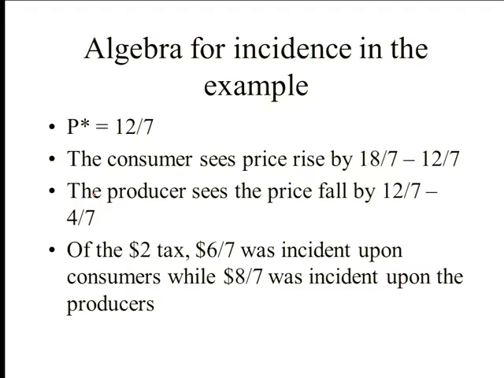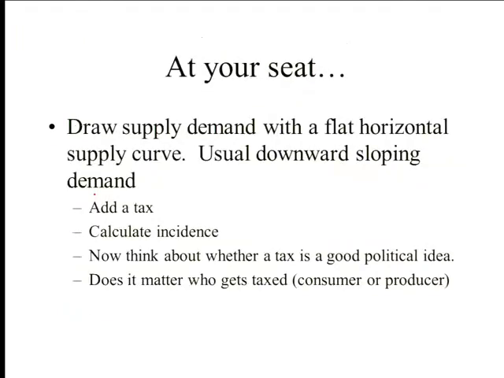So when you put a tax on in a market where you have curves that do this, you're going to find that both people see a change in price. Some of the tax is incident on the consumer, some is incident on the producer. That's the way it is. In your homework, you'll find some other interesting cases where all is incident on one or all is incident on the other. That's what the other cases are. Okay, so just make sure you can do your homework.